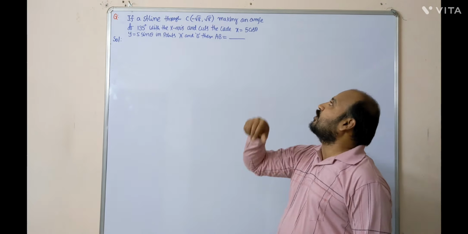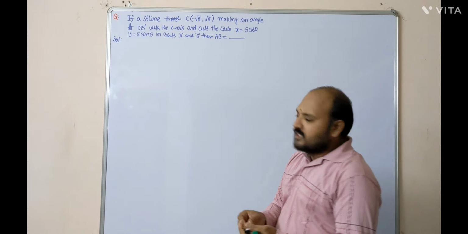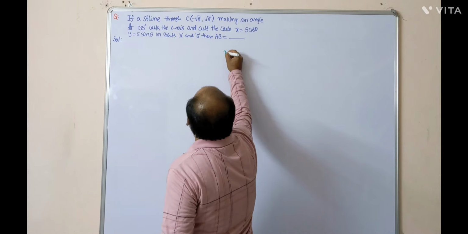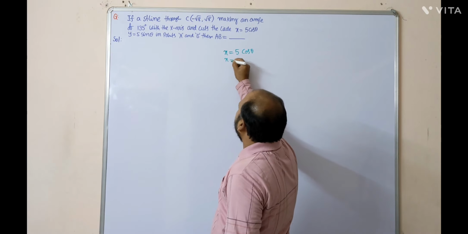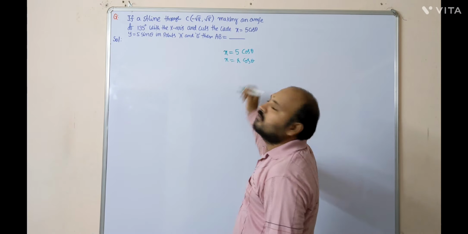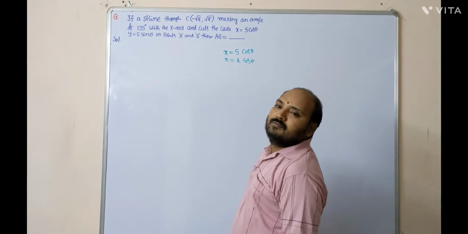Here x is equal to 5 cos theta, y is equal to 5 sin theta. Indirectly, the circle equation is given. By observing these equations, x is equal to 5 cos theta. It is in the form of x is equal to r cos theta. Next, y is equal to 5 sin theta. It is in the form of y is equal to r sin theta. Parametric equation of the circle.